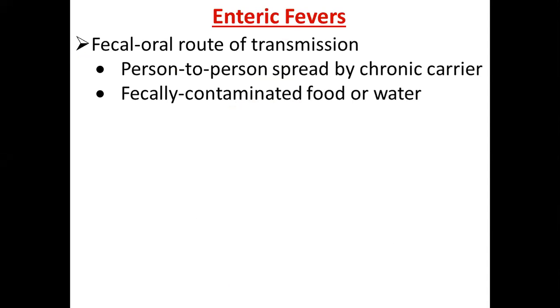And this can either be person to person, so spread by a chronic carrier, someone who's probably infected and is displaying symptoms, but yet goes ahead to prepare the food. Then we also have food that is contaminated, so we've used dirty water or food that is already contaminated with Salmonella. So these are different ways that the pathogen is introduced.